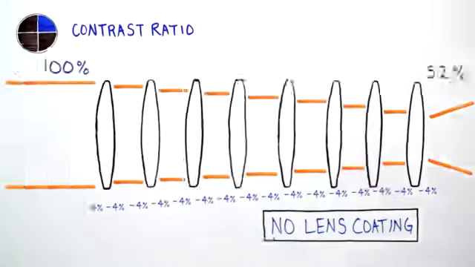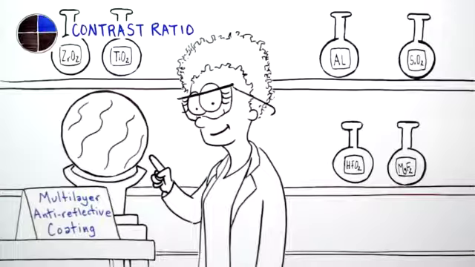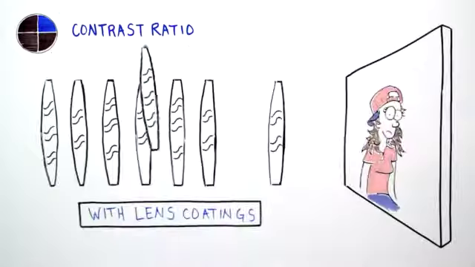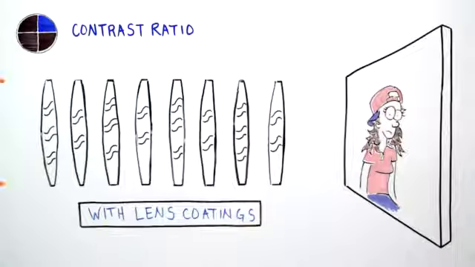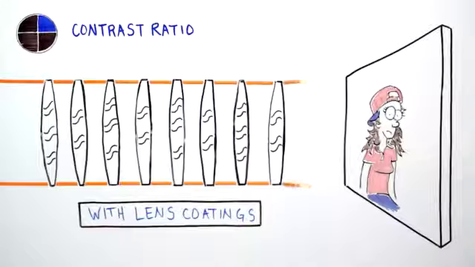So what's the antidote? State-of-the-art, multi-layer, anti-reflective lens coatings. These super-thin coatings are made of metallic compounds that create secondary reflections and cancel out the primary ones, resulting in vivid, high-contrast images.